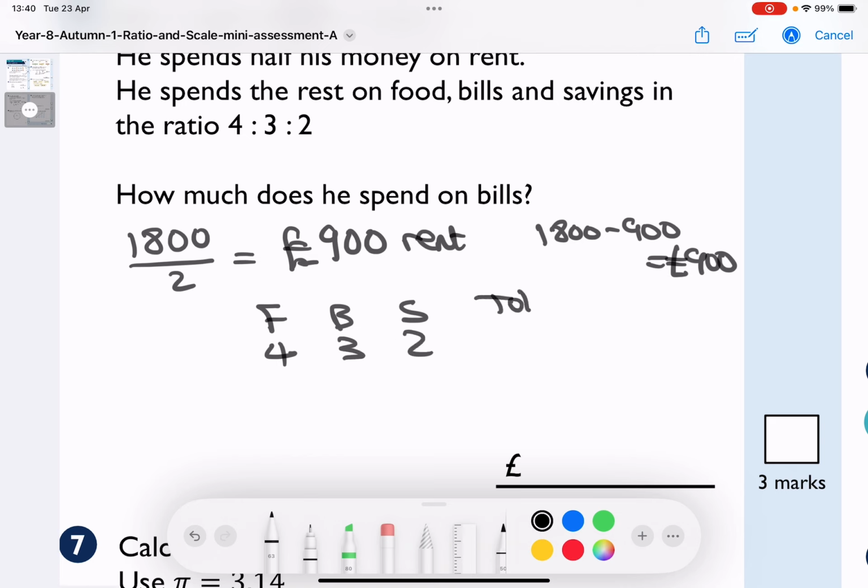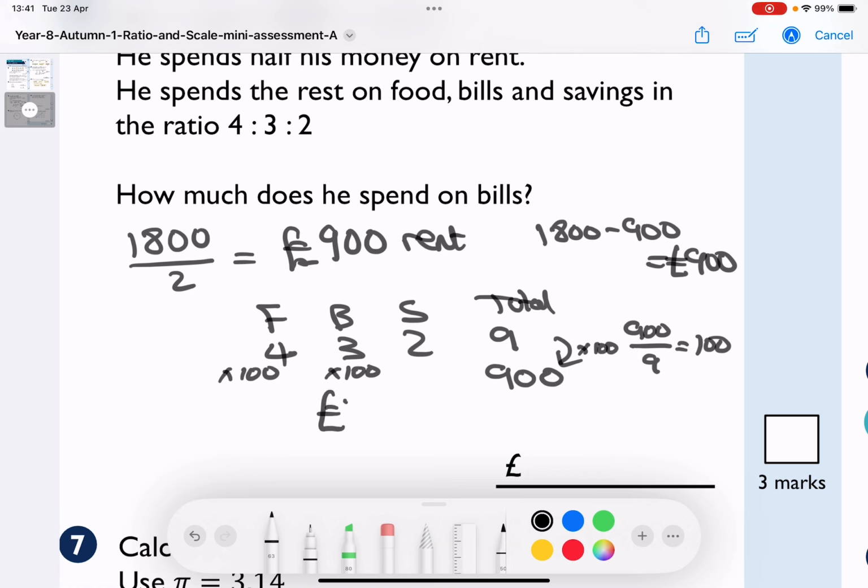If I look at the total here, the total is 9, and that compares to the £900 he's got left. I look for the multiplier. We can easily see it, but if we're ever uncertain, do the second divided by the first, and I can see that the multiplier here is 100. So all I've got to do is times everything else by 100. But in fact, it's only the bills I'm interested in. 3 times 100 is 300. If I wanted to check, that would be 400, that would be 200, but 300 is my answer for bills.